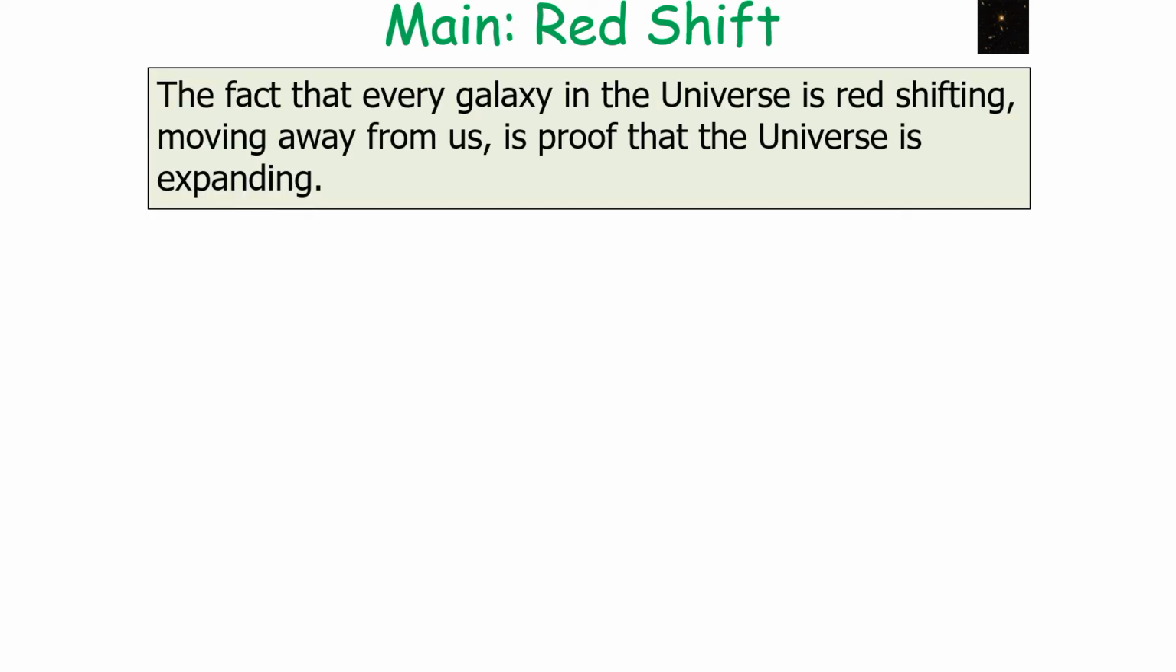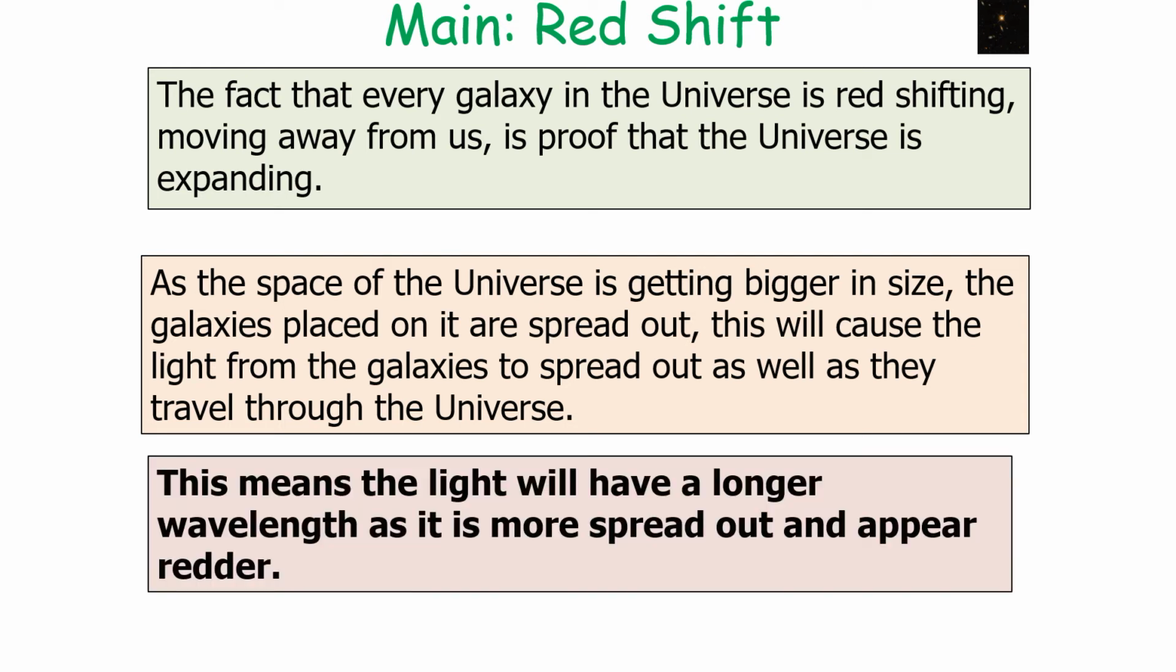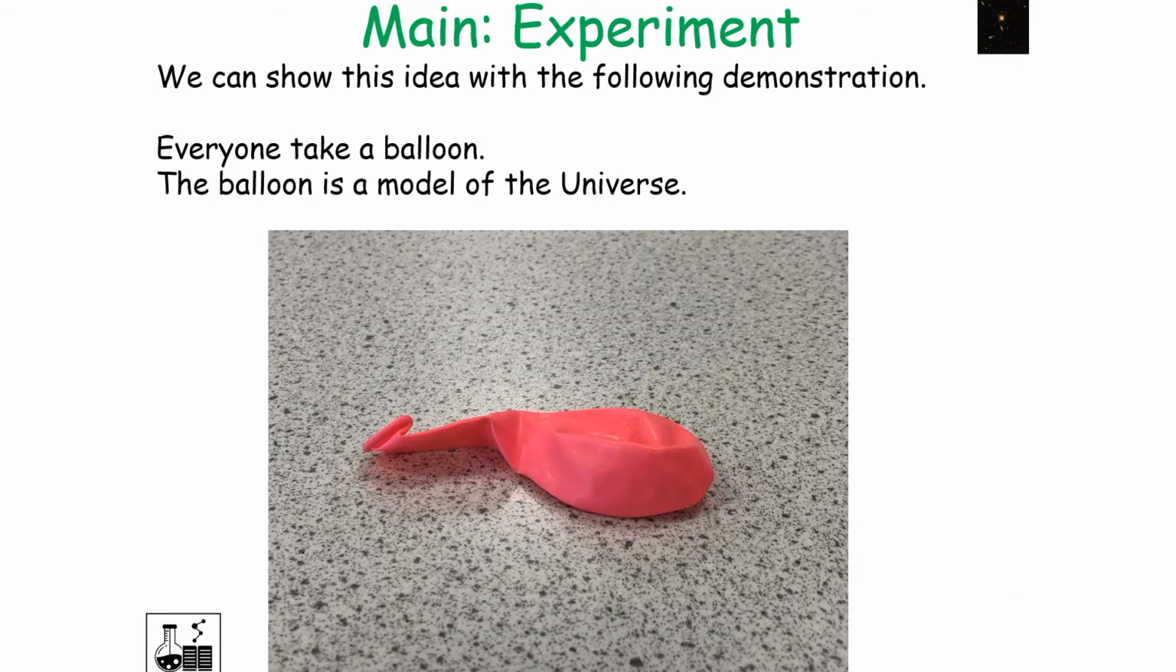So, the fact that every galaxy in the universe is redshifting or moving away from us is proof that the universe is expanding. As the space of the universe is getting bigger in size, the galaxies placed on it are spreading out, so this will cause the light from the galaxies to spread out as well when they travel through the universe. So this means that the light will have a longer wavelength as it's more spread out and will appear redder. So we can show this idea with the following demonstration.